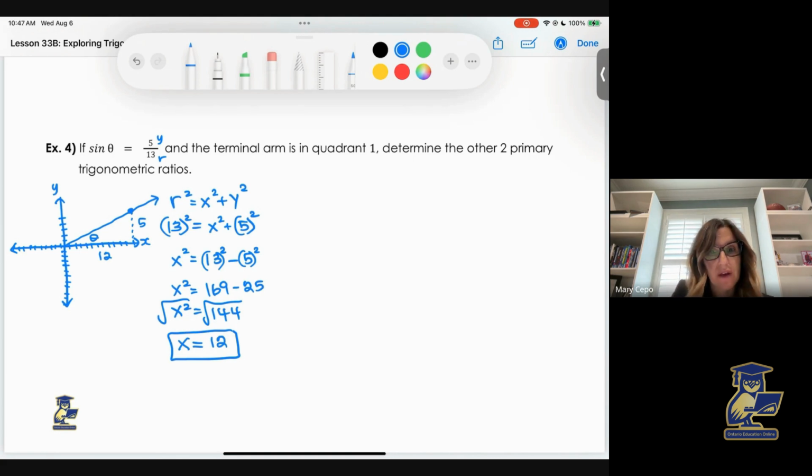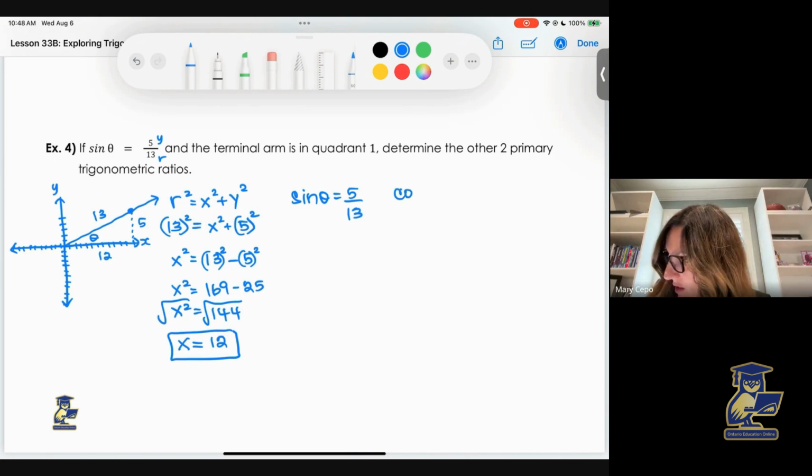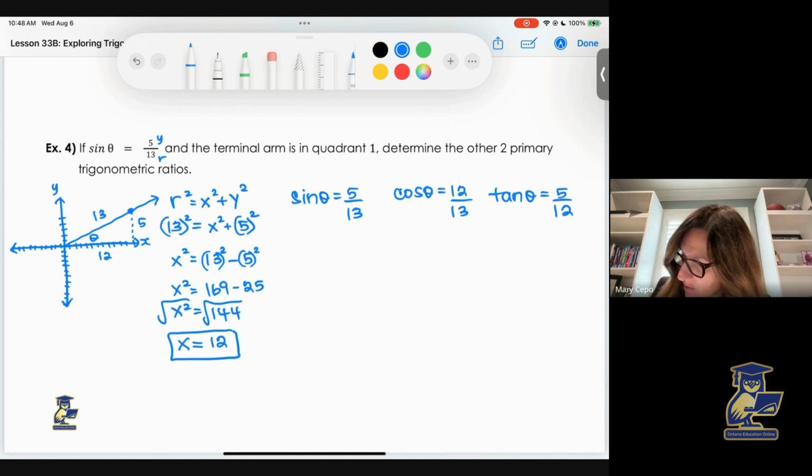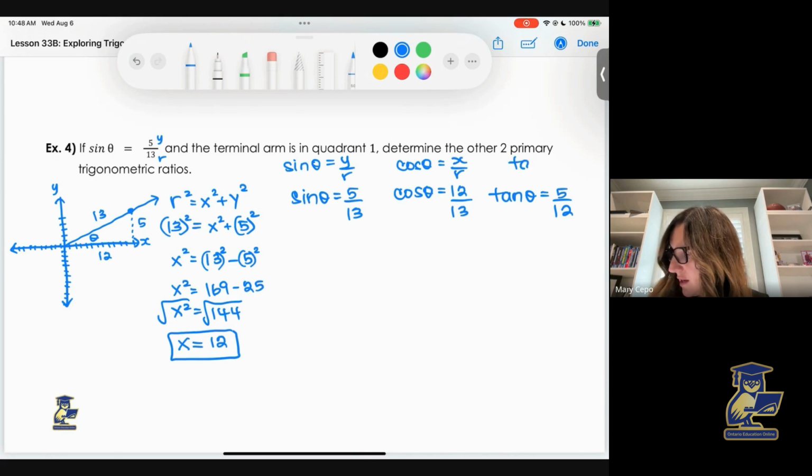Because we now have x is 12, y is 5, and r is 13, we can determine the other primary trigonometric ratios. Sine theta is equal to y over r, which is 5 over 13. Cosine theta is x over r, which is 12 over 13, and tan theta is y over x, which is 5 over 12. Just a reminder: sine theta is y over r, cos theta is x over r, and tan theta is y over x.